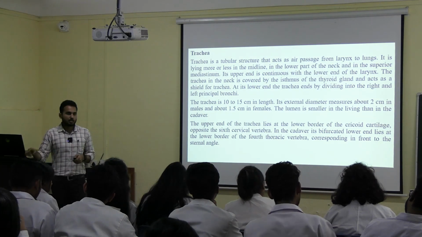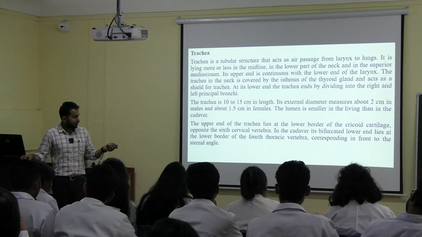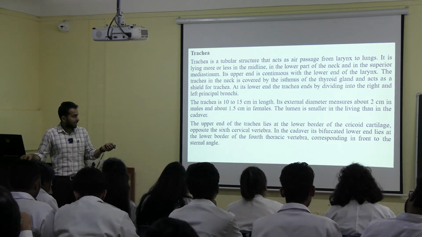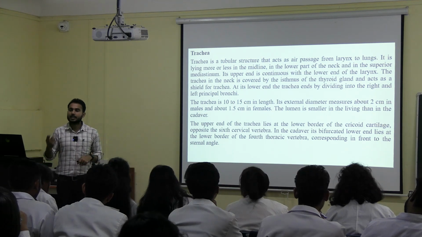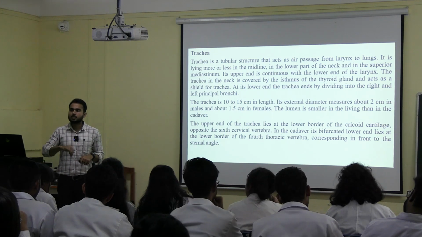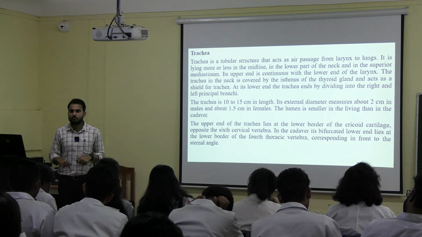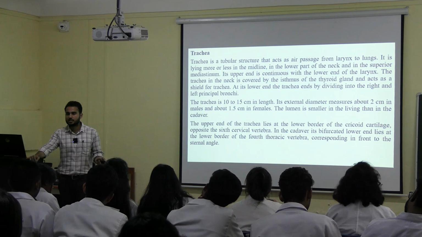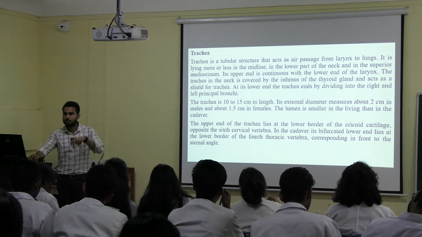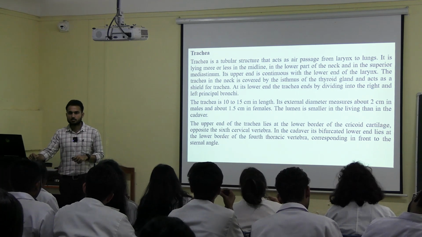Now in case of cadaver, the bifurcated lower end lies at the lower border of the 4th thoracic vertebra. Okay, that is in case of cadaver. In case of living being, it goes below the T4, it goes up to T6. Okay, in cadaver it is T4, but in case of living being, it goes below T4 up to T6.